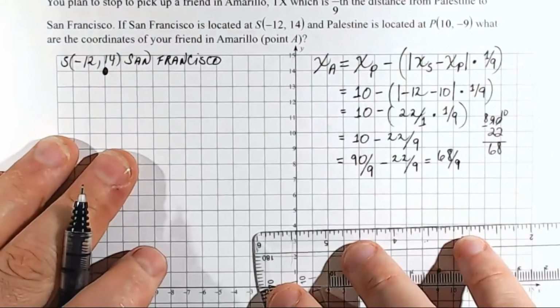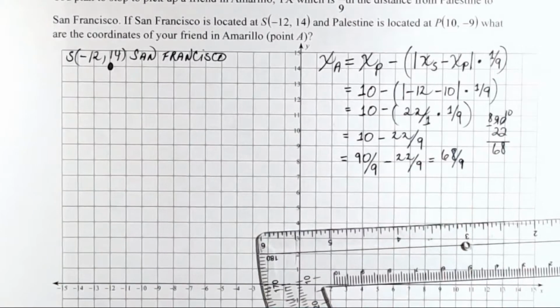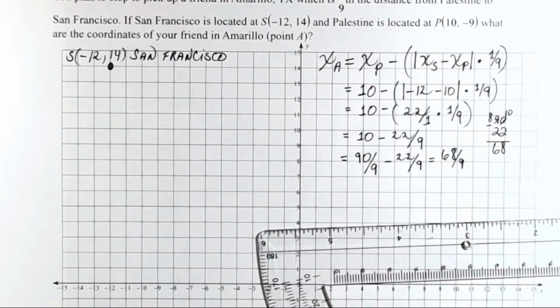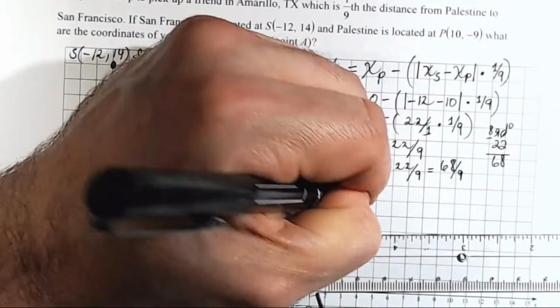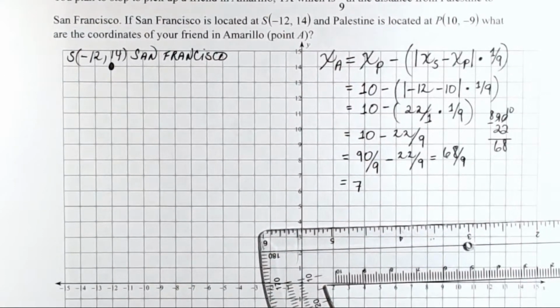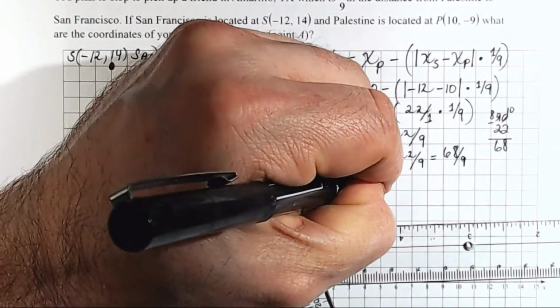And let's turn this into a mixed fraction. How many times will 9 go into 68? 7 times. So this is equal to 7, and 7 times 9 is 63, okay? So between 63 and 68, there's 5. So it's 7 and 5/9.